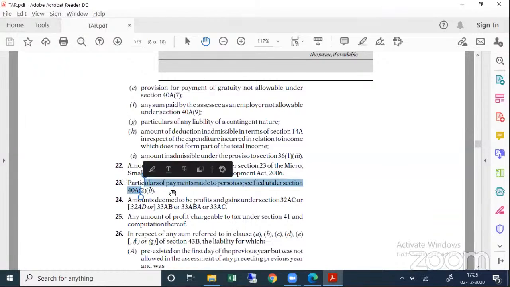I missed one clause, clause 23, which I feel is also important: particulars of payment made to specified persons. Here specified persons are related parties. As per circular 143 dated 20th August 1974, the circular of the department itself says that the auditor can rely on the assessee's information, which can be taken as a proper disclosure. Therefore, here we do not have to get into in-depth investigation.